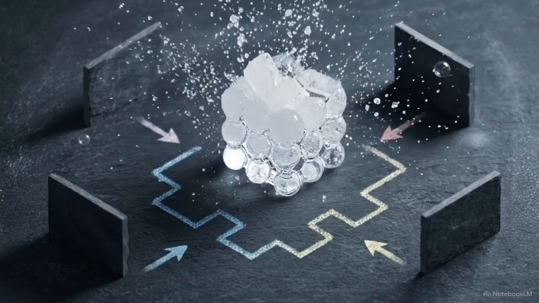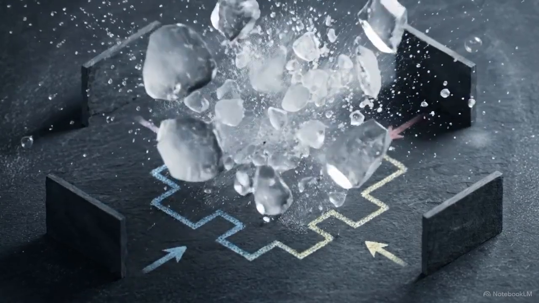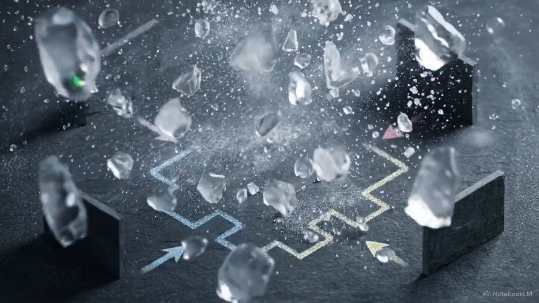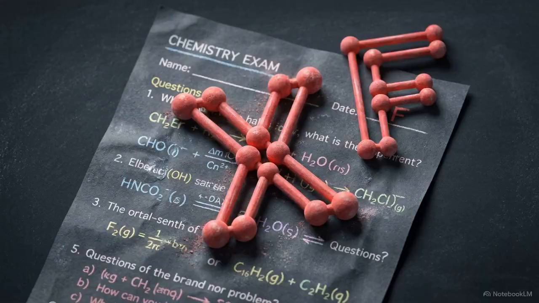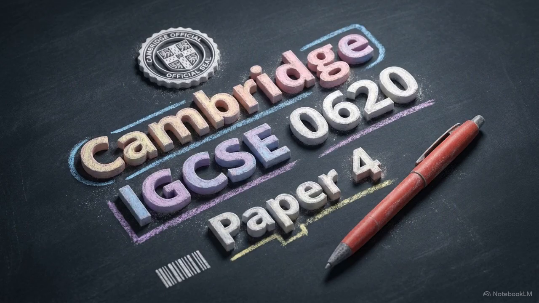Watch this ice cube shatter and melt. While it is easy to describe this as a solid turning into a liquid, relying on what your eyes see is a reliable way to fail a chemistry exam. For the Cambridge IGCSE 0620 Paper 4, general descriptions of everyday changes do not earn marks.